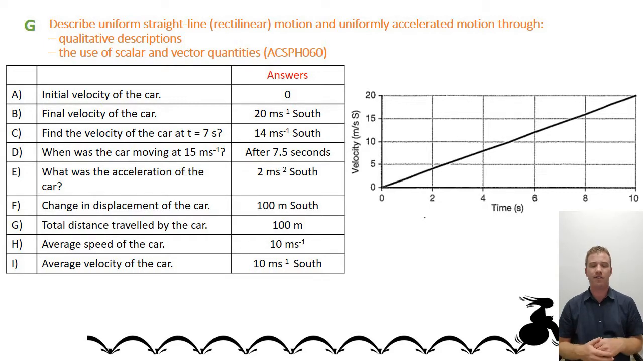So let's have a look. Average speed is just distance over time. So you've got 100 divided by 10 seconds, which is just 10 meters per second, straightforward. And average velocity is displacement over time, so you need a direction, so just 10 meters per second south.